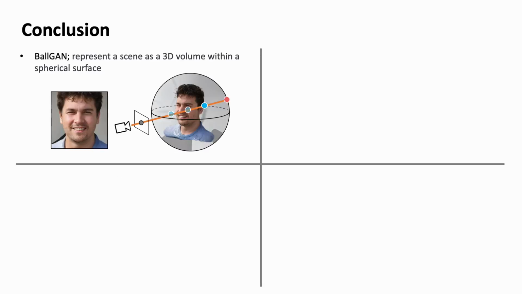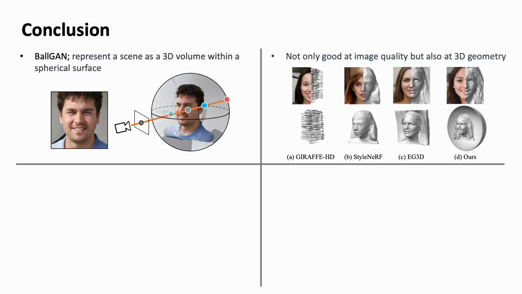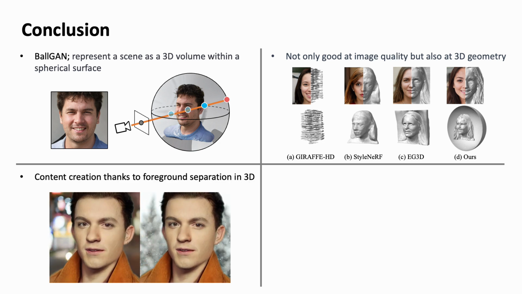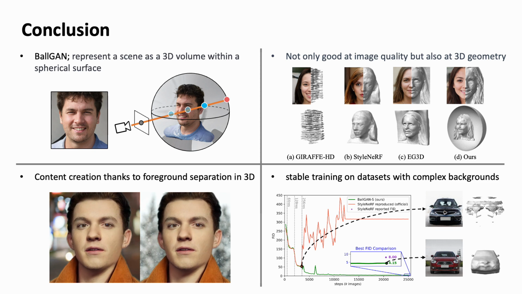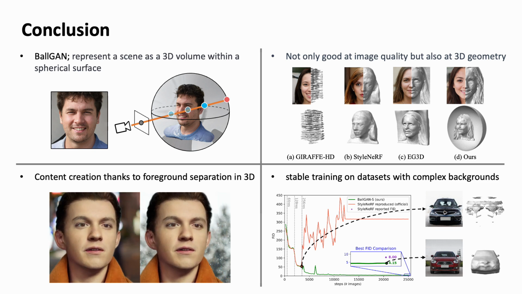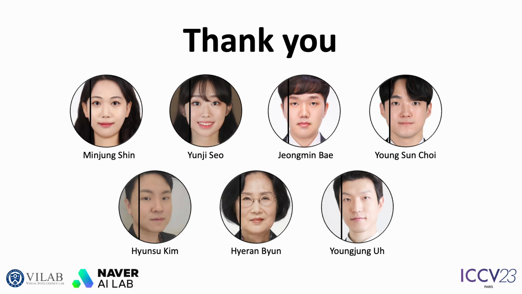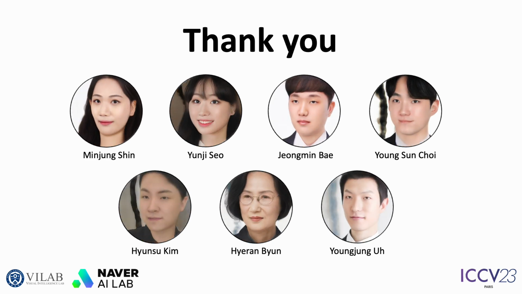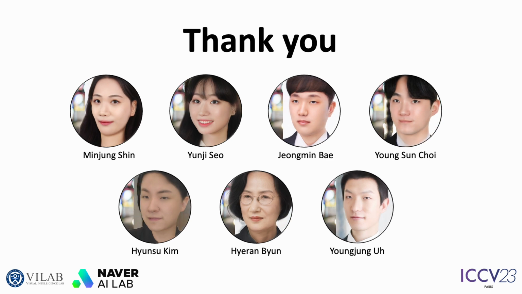In summary, BallGAN represents the scene with a 3D foreground and 2D spherical background. Our model improves not only image quality but also 3D geometry. Thanks to the ability to separate the foreground, BallGAN can be used for content creation and improve training stability on datasets with complex backgrounds. Finally, we show the 3D foreground of the authors obtained by BallGAN.